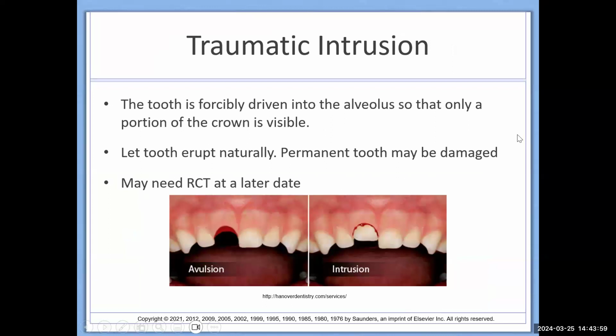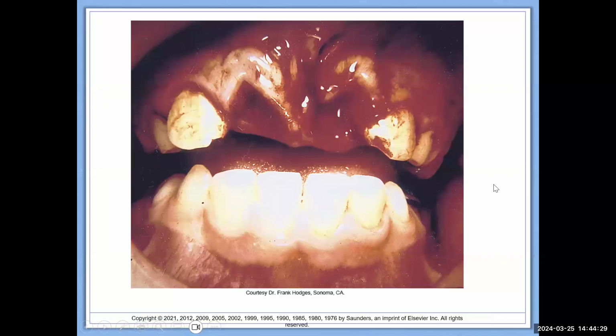Intrusion. Well, we saw the fracture in the previous slide, but the traumatic intrusion is when the tooth has been pushed in. So you see this has been pushed in. So you really can't do much for it. You want the tooth to erupt naturally, but it could be that the permanent tooth underneath, if this is a baby tooth, may be damaged, or if this is the permanent tooth itself, it might have been damaged also, and it might need a root canal at a later date.